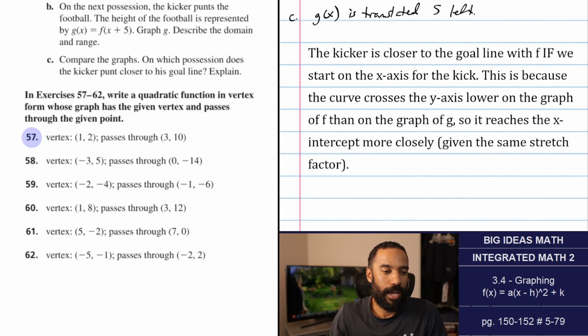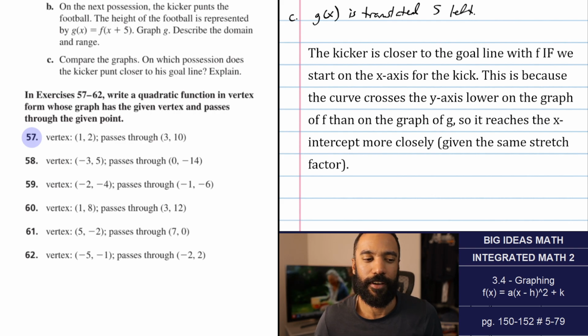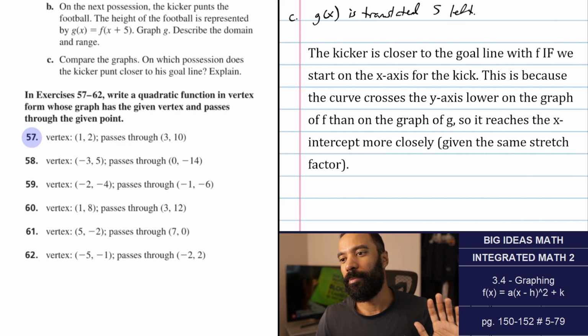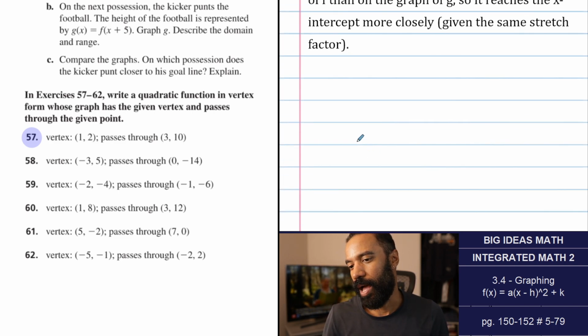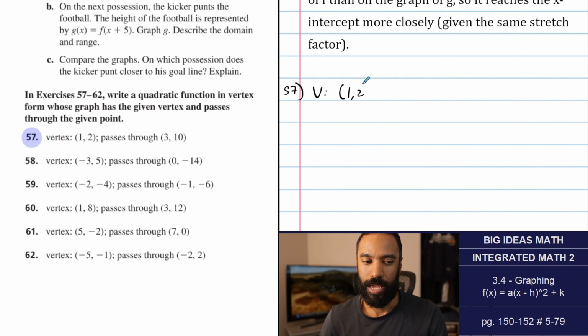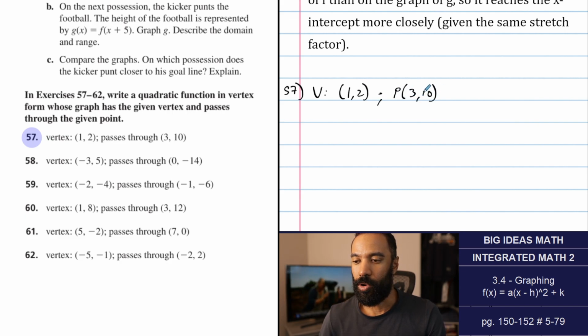All right, numbers 57 to 62. Write a quadratic function in vertex form whose graph has the given vertex and passes through the given point. I'm going to follow what they do. I'm going to maybe say some out loud if I can tell what it is. I'm going to put V for vertex. Vertex is (1, 2), and through the point (3, 10). So I'm going to say what they do here.